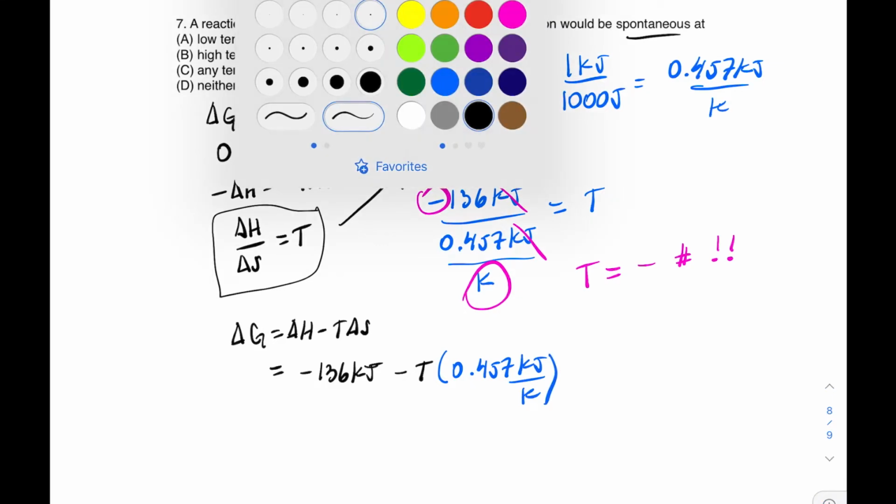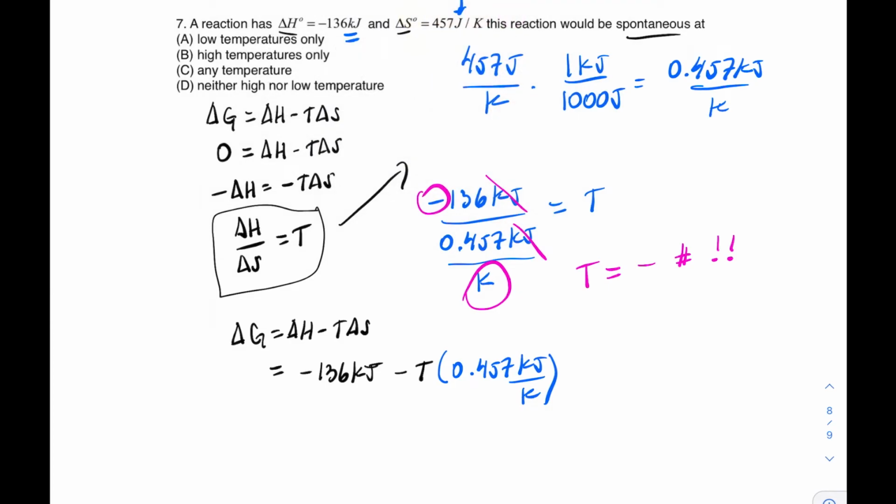Now, if we plug in the lowest achievable temperature that humans can produce, let's just plug in 0 Kelvin. Okay, so if this temperature is 0 times whatever that entropy is, it's going to be 0. We're going to subtract 0, so the delta G is negative. Okay?